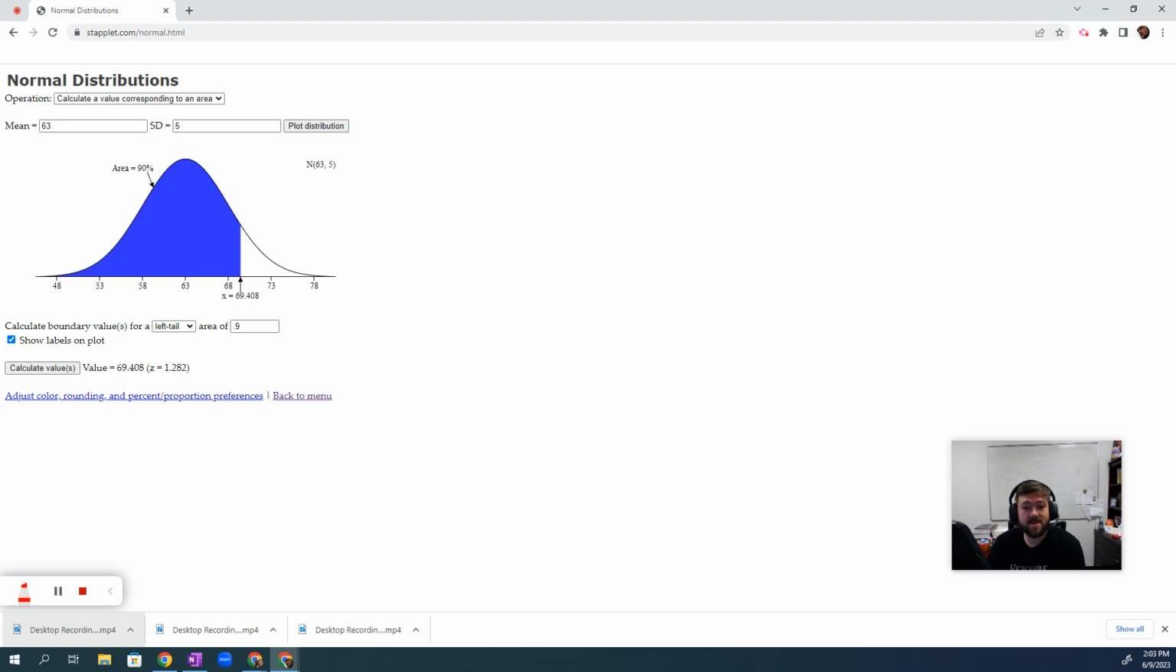Find the 70th percentile. Okay, try it. And pause me, go to Staplet.com, click on the normal distribution, find the 70th percentile. Did you do it? Okay, here it is. We're just going to change this to 0.7. There it is, a score of 65.622.